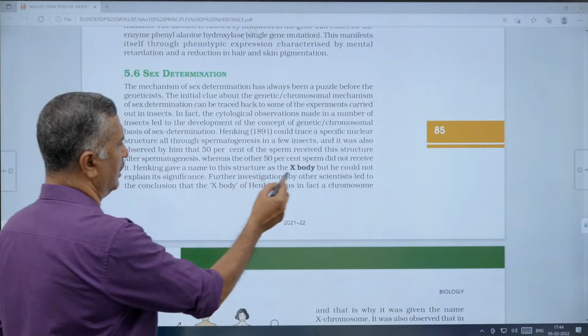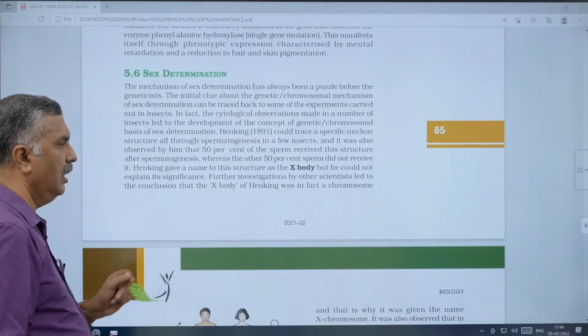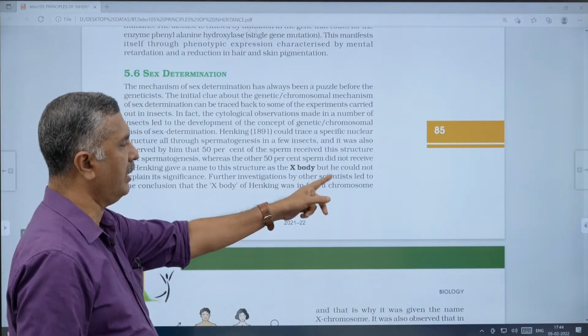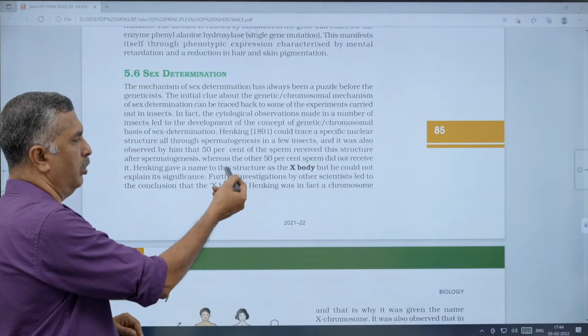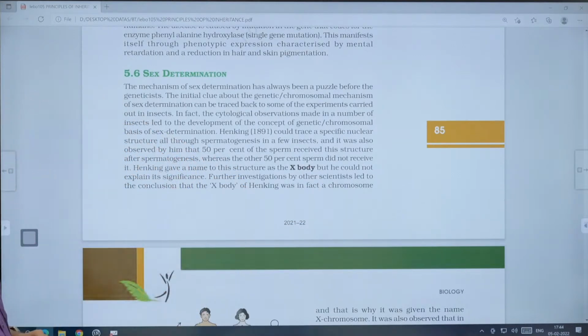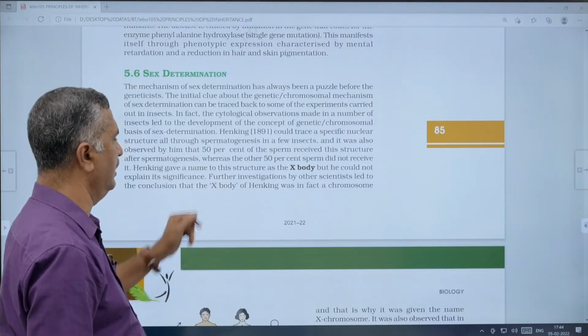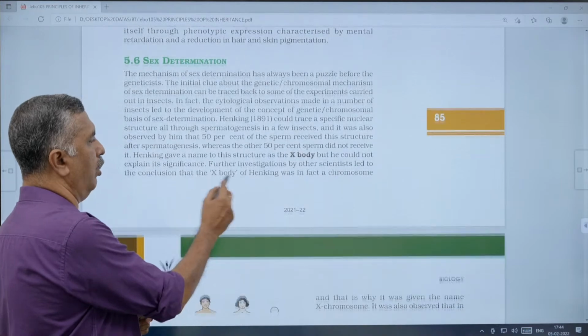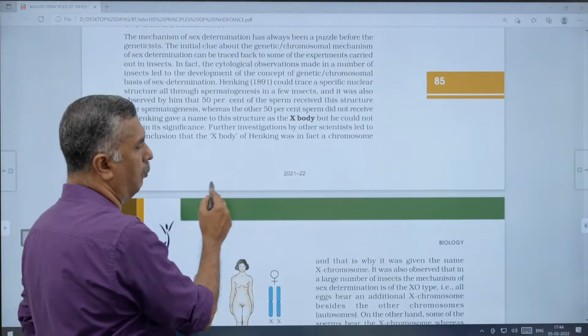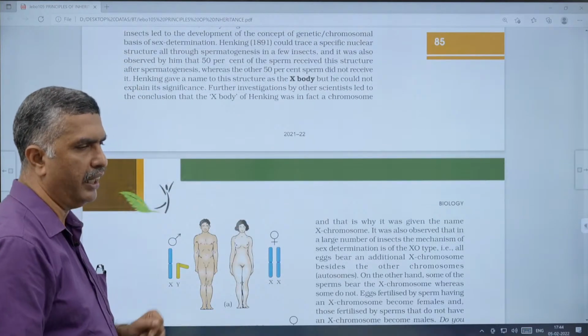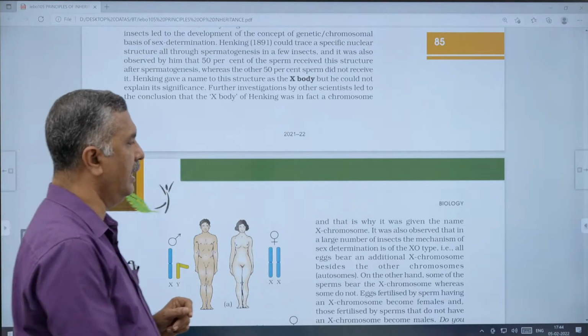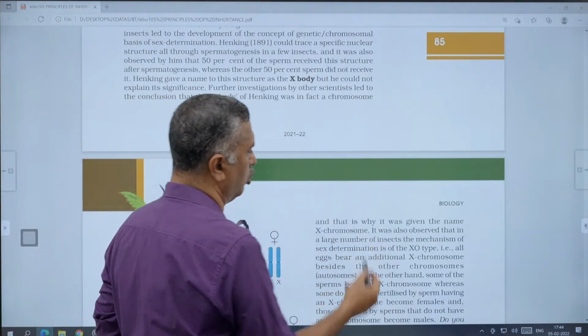Later, further investigation by other scientists led to the conclusion that the X body of Henking was in fact a chromosome. The X body is a chromosome, and that is why it was given the name X chromosome.